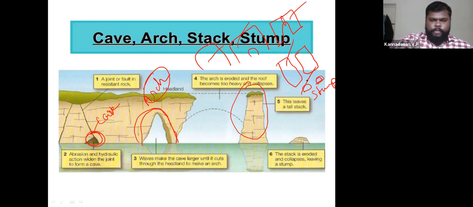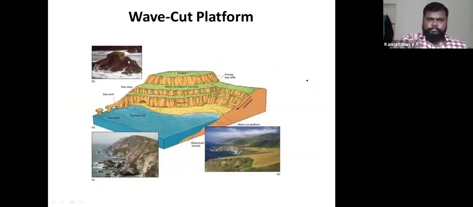These are the erosional features, erosional landforms. Then one more important thing is the wave cut platform. These kinds of things we cannot see majorly in India. If you go to the northern part of the western coast, you can see this wave cut platform in certain regions. Or if you go to Andaman and Nicobar, there you can see some wave cut platforms. So wave cut platforms are not very common in India, right?